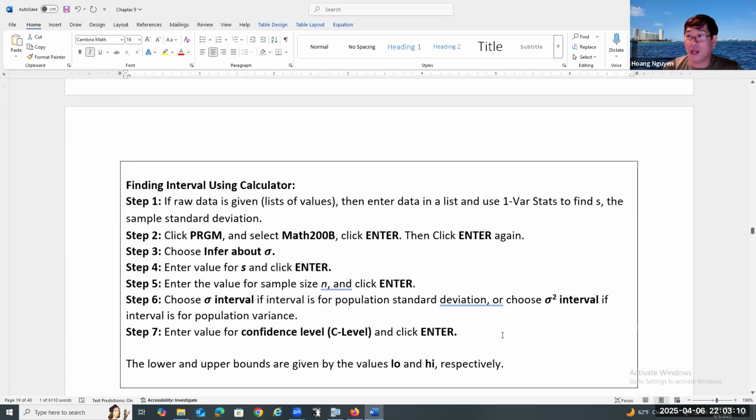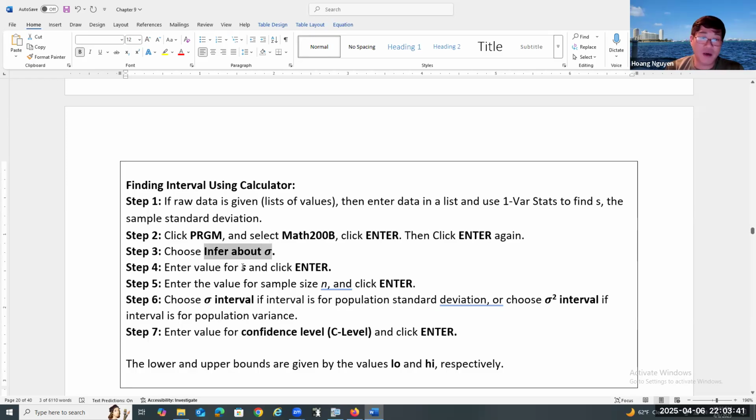What shortcut we're going to use to get the answer for the variance or the standard deviation. The program that we're going to use for this confidence interval is the Math 200B. After you select the Math 200B, you enter choice, and then you go to the option inverse about population standard deviation sigma. So, inverse about sigma.